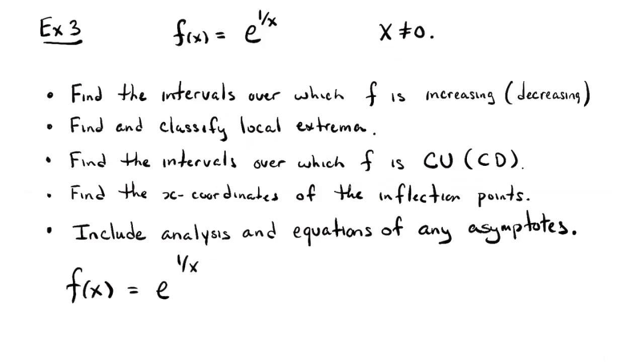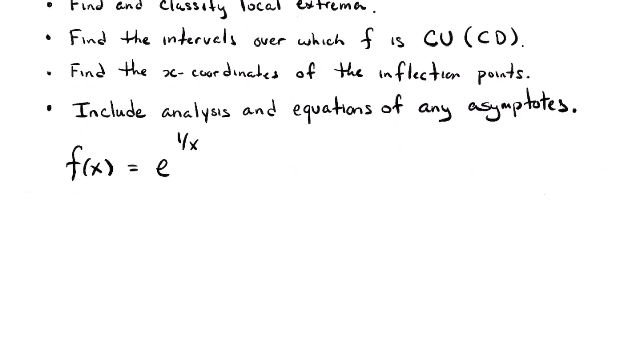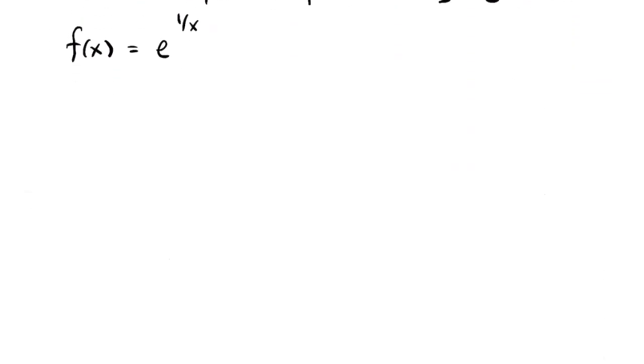You can stop the video right now and take these derivatives yourself. This first one is a chain rule problem. If I'm going to take the derivative of that exponential function, well, the derivative of e to the something is e to the something, but now I have to multiply by the derivative of that exponent. That exponent is x to the minus 1, so its derivative is minus x to the minus 2. I'm just going to write that as minus 1 over x squared.